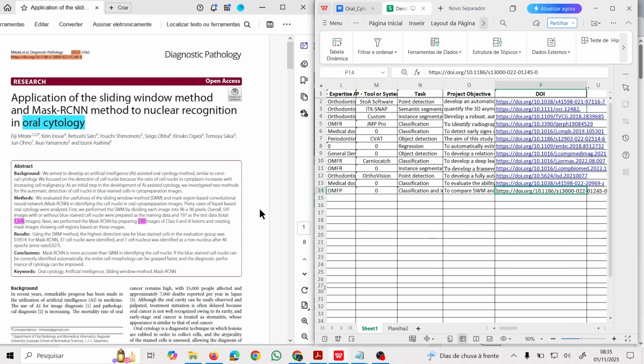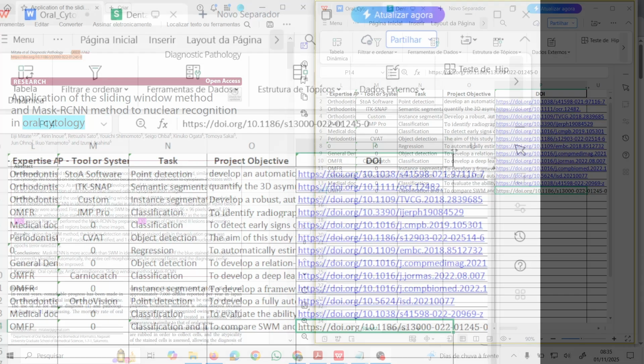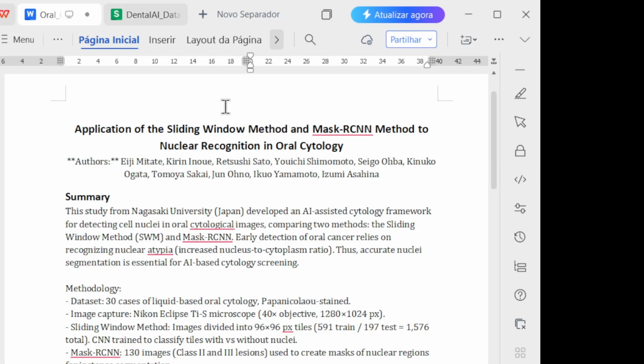The data for this publication we can find here. I have already extracted it, so that's it for the data extraction. Here's a summary of the extracted data. You can find it in our blog section. The link is in the comments.